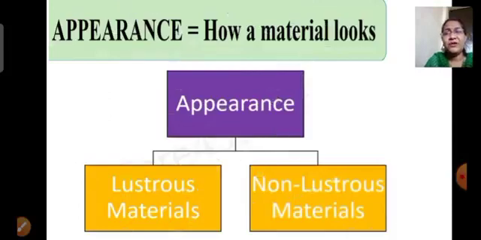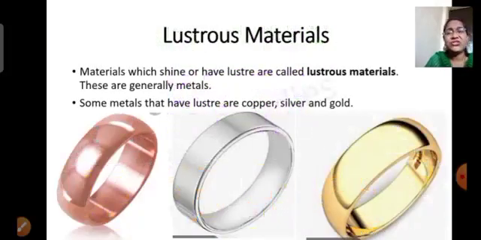So, first property we are going to study is appearance. Appearance is basically how material looks. Based on appearance, the materials are classified as shiny or non-shiny materials, or we can say lustrous material or non-lustrous material. Materials which shine or have luster are called lustrous materials. These are generally metals. For example, metals such as gold, silver, diamond, iron, copper, aluminium are very shiny.